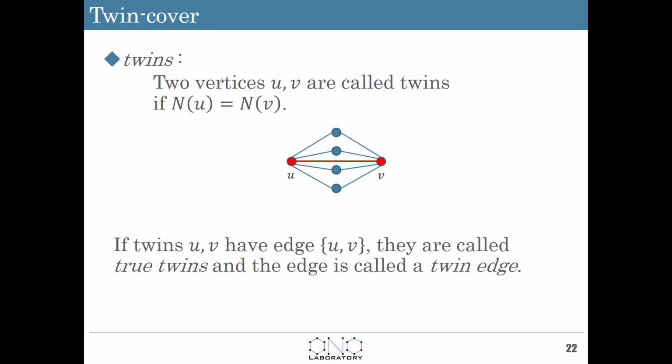To explain twin cover, let me explain the definition of twins. Two vertices U and V are called twins if U's neighbors are equal to V's neighbors. If twins U and V have edge UV, they are called true twins and the edge is called a twin edge. By using these, a twin cover of G is defined as follows.